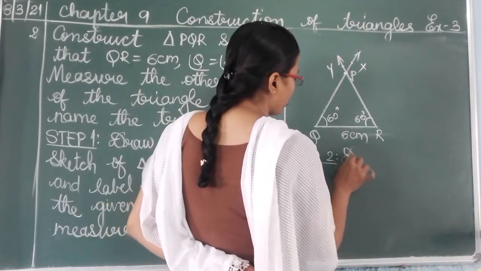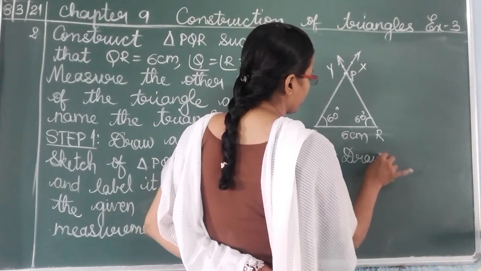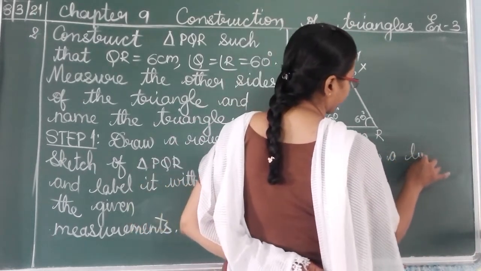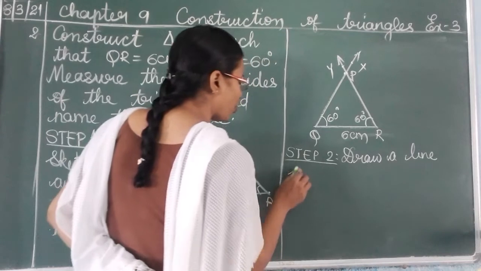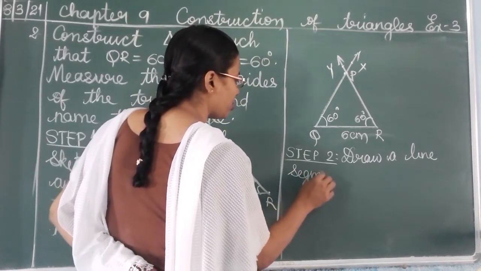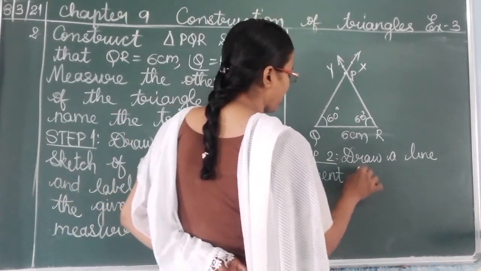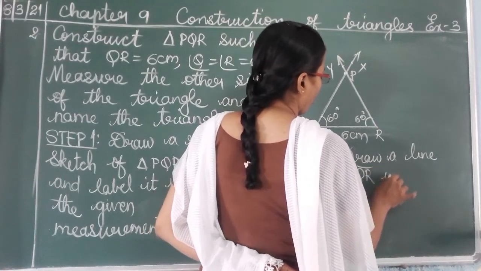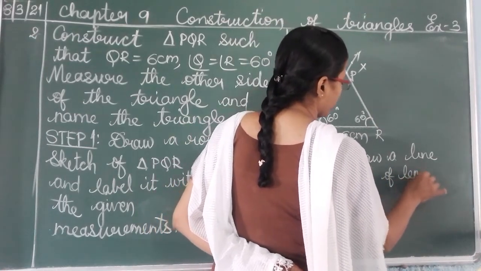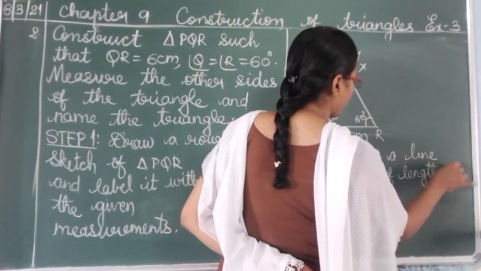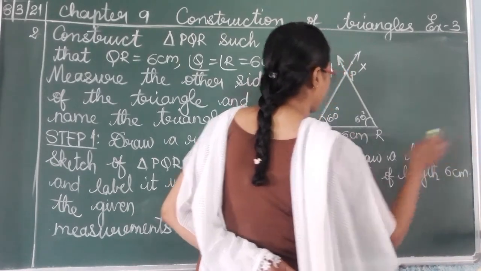Step 2 is draw a line segment QR of length 6 centimeters.